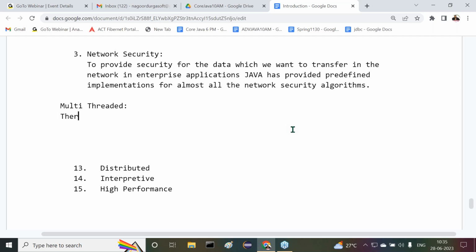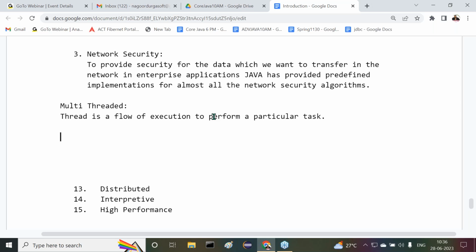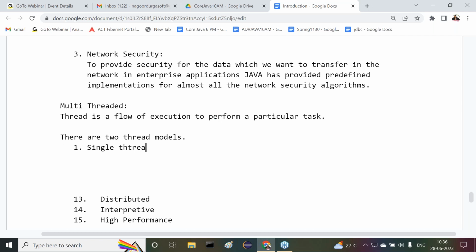Right. So now let me make it clear. Thread is a flow of execution to perform a particular task. That's the meaning of thread. There are two thread models in general. Observe carefully. What are the two thread models? Number one, single thread model. Number two, multi-thread model.